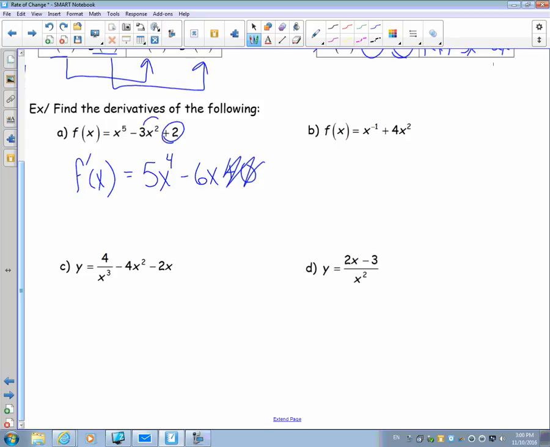Try the next one. My derivative will be, a negative exponent comes down in front. Subtract 1. Okay, I do the 4 times the 2, I get 8. Subtract 1 from my exponent, I get a 1. There's my derivative, done.